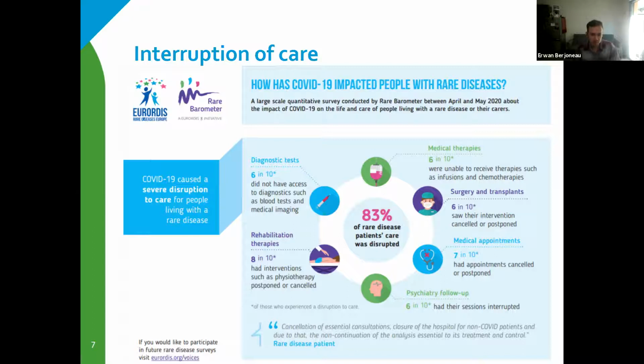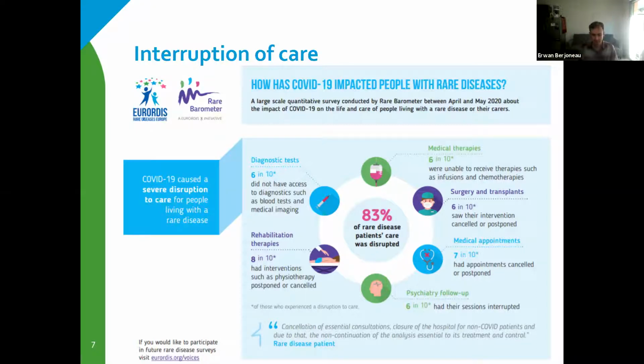And then at the bottom, we have on the left a little sentence that invites people to visit our website, and if they want to, to register to the Rare Barometer Voices to take part in future surveys. And when possible, we've also put a quote. The quotes are an extraction of the open questions. We're going to see the open questions at the very end. But every time this quote is here to support the idea that is presented in this infographic. So here it's about interruption of care.